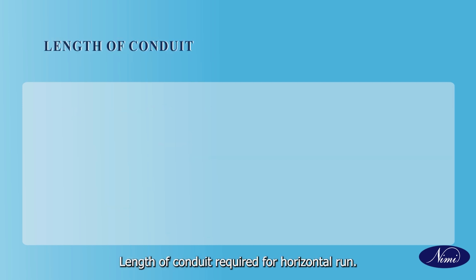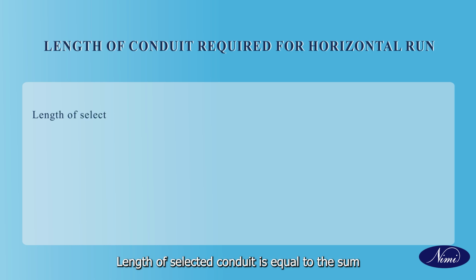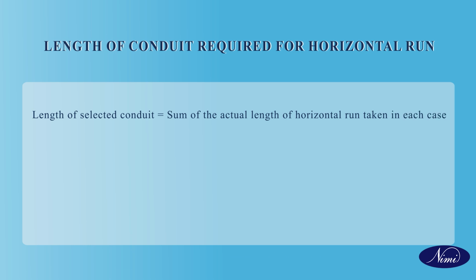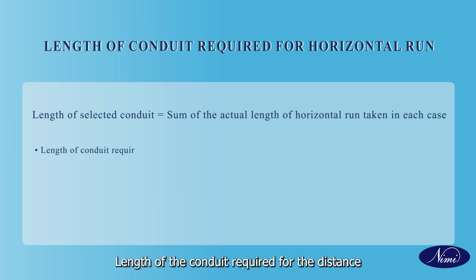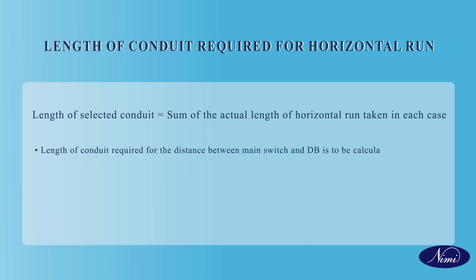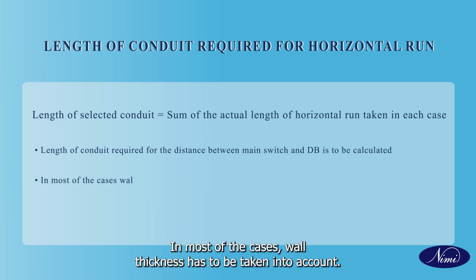Length of conduit required for horizontal run. Length of selected conduit is equal to the sum of actual length of horizontal run taken in each case. Length of the conduit required for the distance between main switch and DB is to be calculated. In most of the cases, wall thickness has to be taken into account.